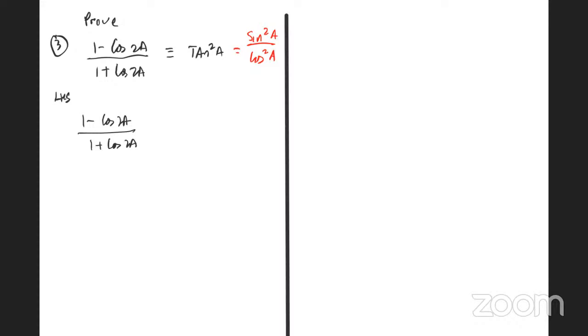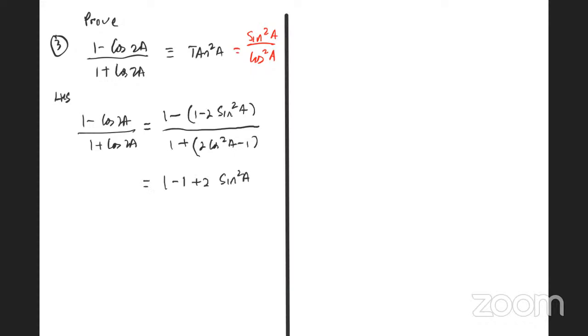So again, it's choosing the right identities. For cos 2a, because I want sine squared on top, it is 1 minus 2 sine squared a. Because I want cos squared only underneath, I'm going to choose 2 cos squared a minus 1 underneath. Multiply at the top, you'll get 1 minus 1 plus 2 sine squared a. Multiply with the underneath, you'll get 1 plus 2 cos squared a minus 1.